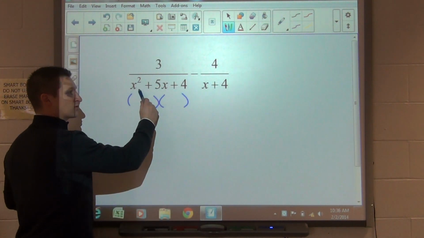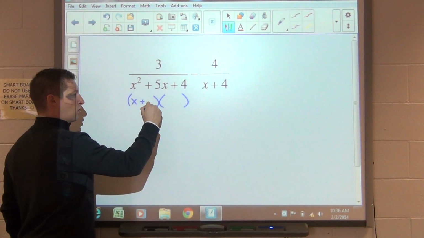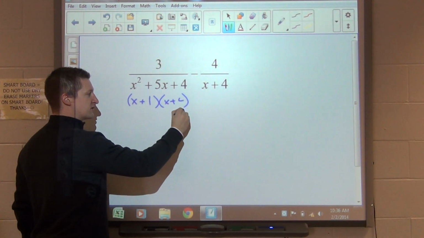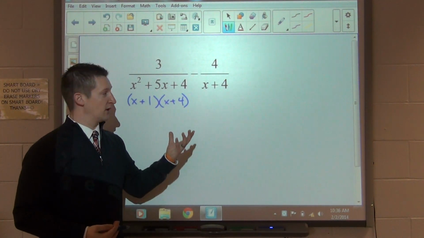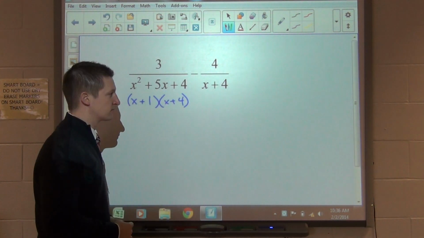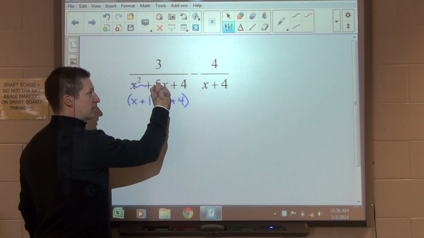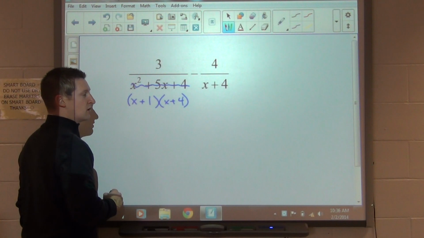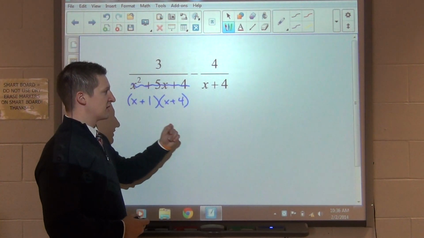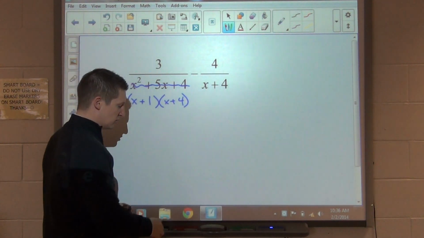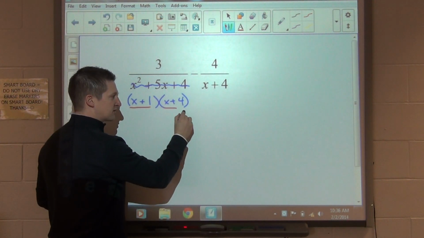Well, if I factor x squared plus 5x plus 4, I can rewrite that as x plus 1 times x plus 4. And if you're not sure about how to get that, you could always use the British method and work your way to that answer. Seeing as I have x plus 1 times x plus 4 as a denominator of this fraction, the least common multiple between this denominator and that denominator will be the product x plus 1 times x plus 4.